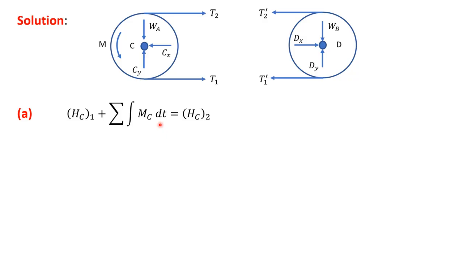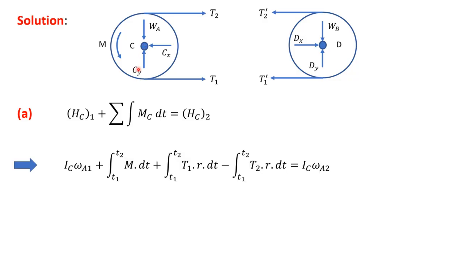We can see that the I omega 1 is going to be equal to 0. Here, we're going to have the I omega 2, or the I_C omega 2. Here, we're going to have the torque, plus this moment, the T1 times the radius, minus the T2 times the radius. Okay, so that's what we're going to do.